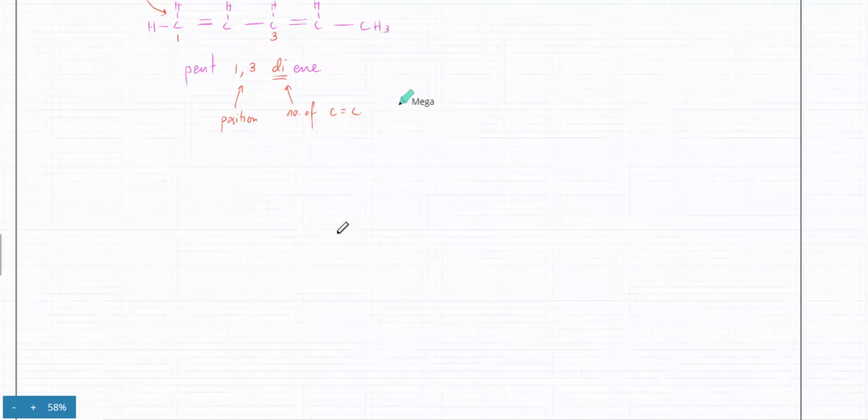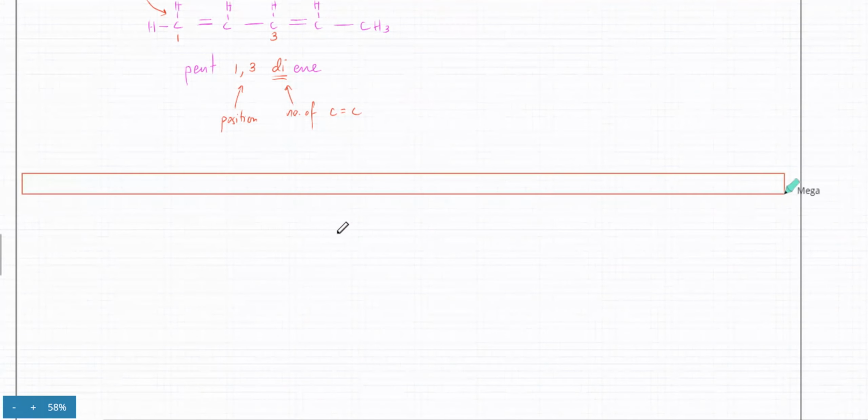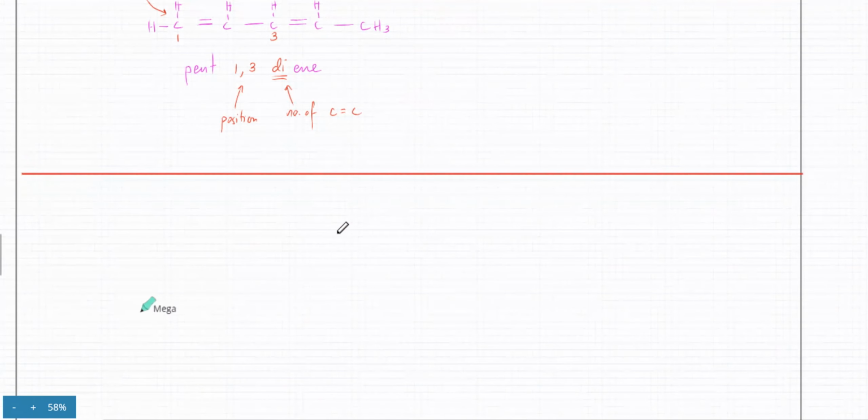The next one is, let's talk about alcohols. Now, alcohols have OH as a functional group.